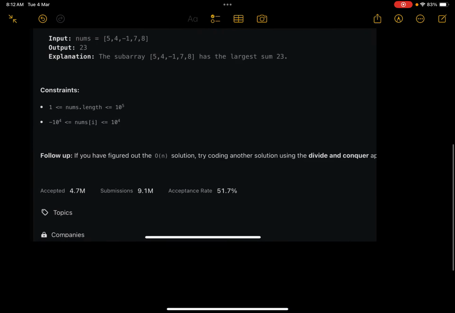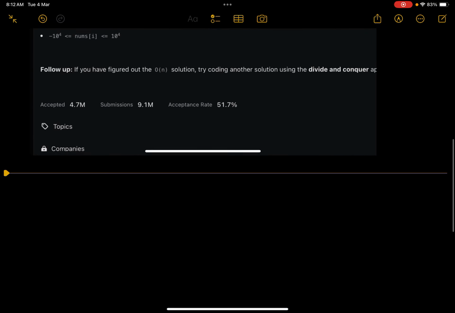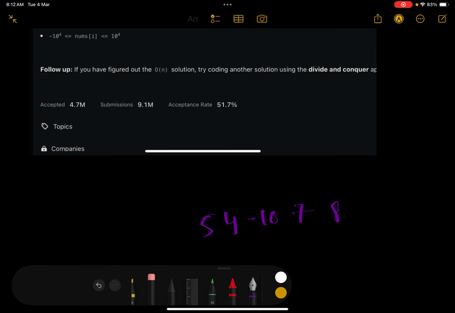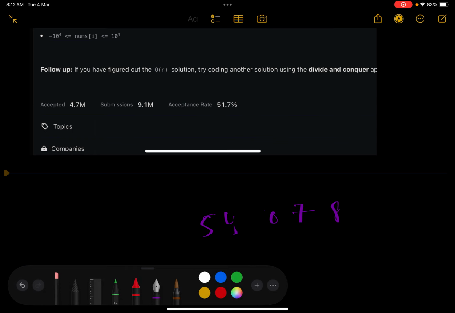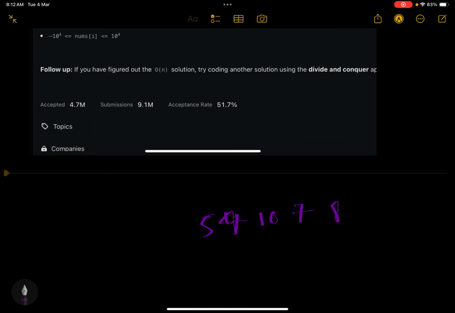See, if given numbers 5, 4, minus 10, 7, 8, no, for now just leave it, just leave it 10 only, right? So let's see how it goes. You have to return the maximum subarray sum, right?